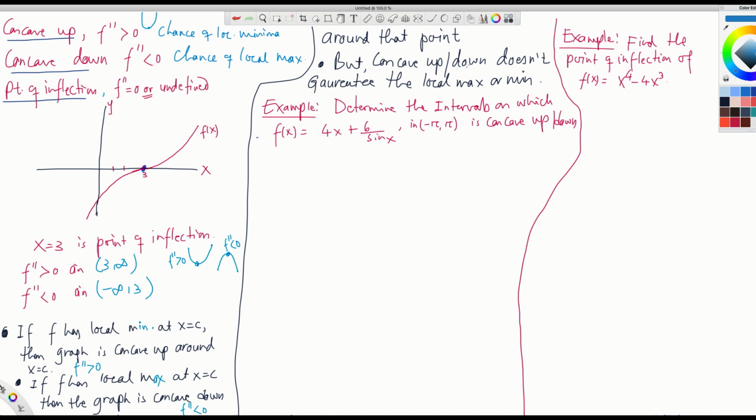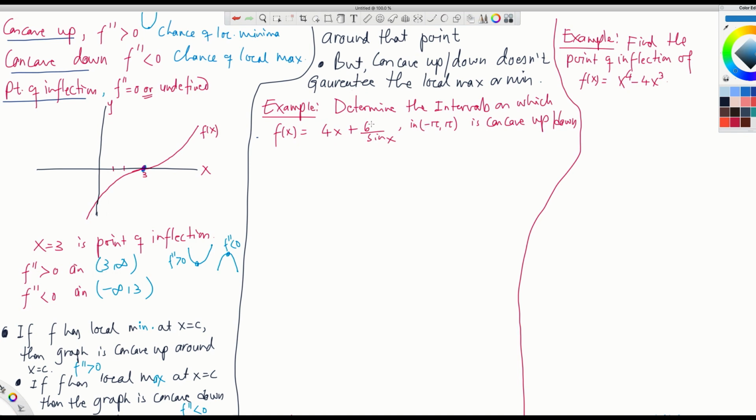But concave upward or concave downward does not guarantee a local max or local min, as we see in this graph. There is a concave upward, but there is no local max or min. There is a concave downward, but there is no local max or min. That can happen.